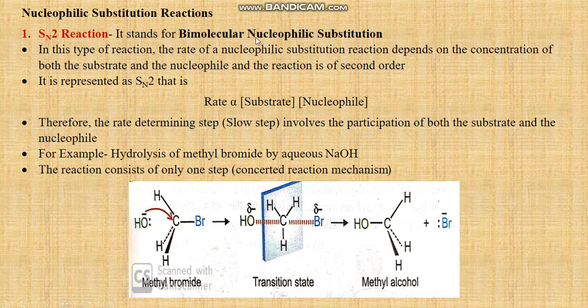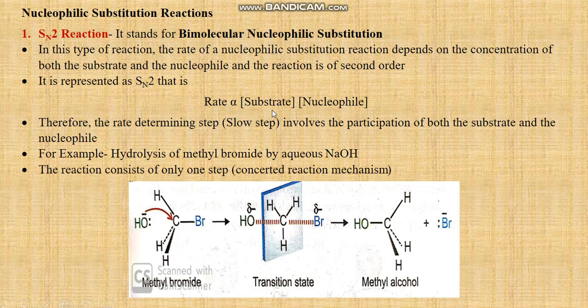It stands for bimolecular nucleophilic substitution. 2 stands for bimolecular, N stands for nucleophilic and S stands for substitution. In this type of reaction, the rate of a nucleophilic substitution reaction depends on the concentration of both the substrate and the nucleophile, and the reaction is of second order. This reaction is represented as SN2. Since the rate depends upon the concentration of substrate as well as nucleophile, the rate is directly proportional to the concentration of substrate and nucleophile.